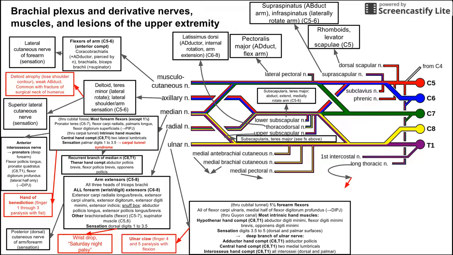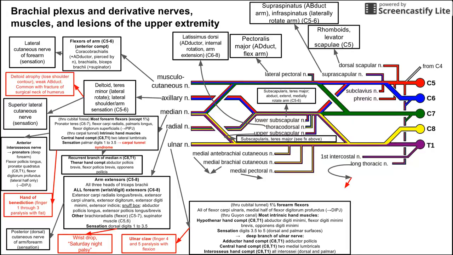Damage to the ulnar nerve can cause what's called an ulnar claw, which is when you try to flex your hand, when you try to make a fist, but because fingers 4 and 5 are innervated by the ulnar nerve, they are paralyzed. And imagine making a fist, but your fingers 4 and 5 only go halfway down, and that's the characteristic ulnar claw.